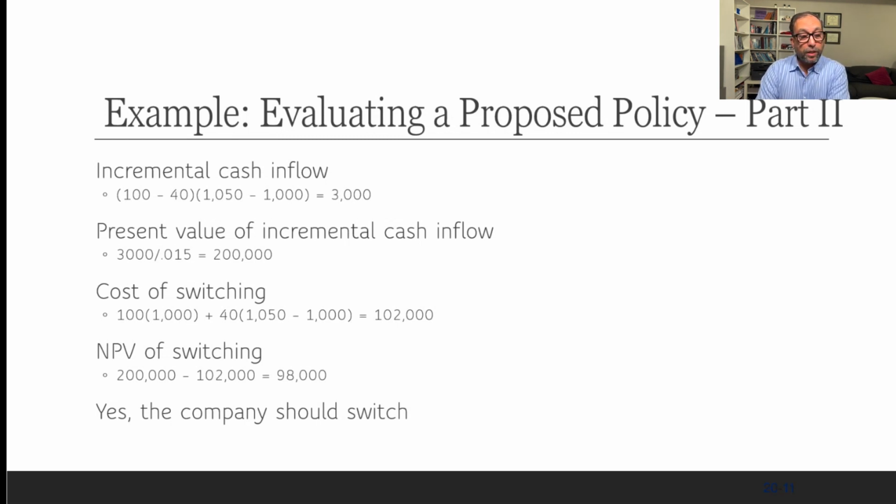The cost of switching is 100 times 1000 plus 40 times 1050, only the additional 1050 minus 1000, so it is going to be 102,000. So we are comparing the net present value of cost and the net present value of revenue. We assume this is beneficial because the net present value of the benefit is 200,000 and the cost is 102,000. So we are better off by 98,000. So yes, the company should switch.